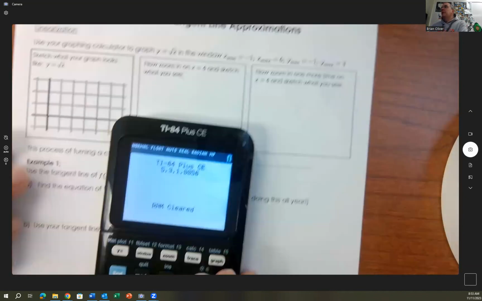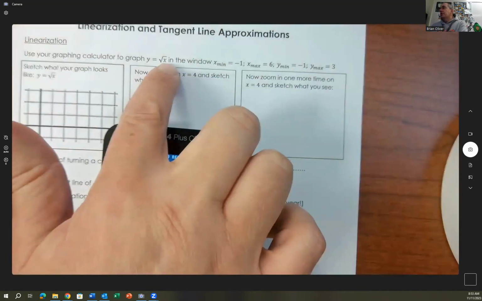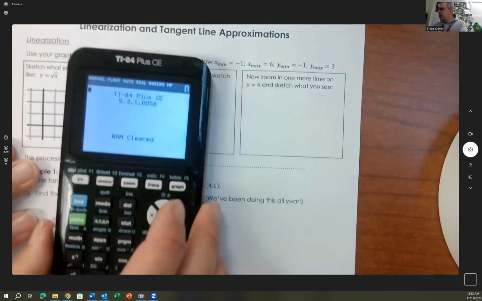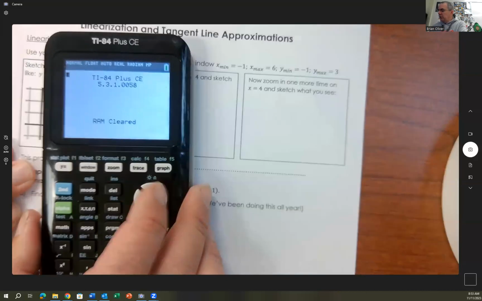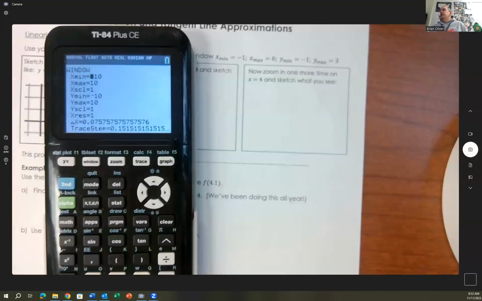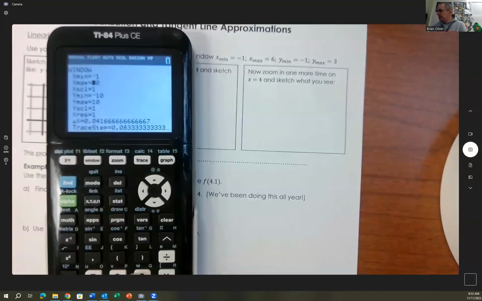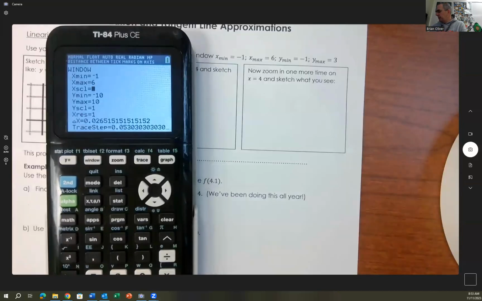Now I want to graph this function, the square root of x, but I want to change my window. The way you do that is the following. You go to the window button. We are going to change the x minimum to -1. We're going to change the x maximum to 6. We're going to change the y minimum to -1.